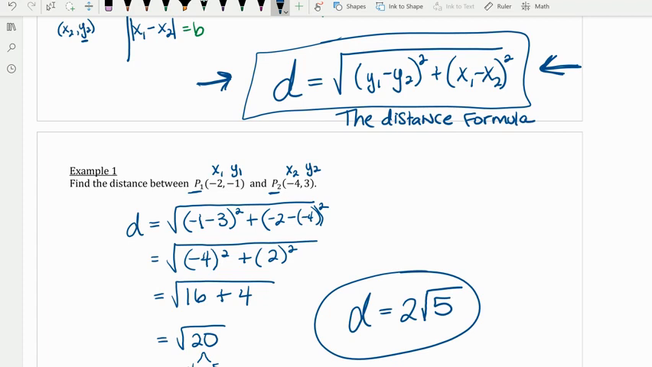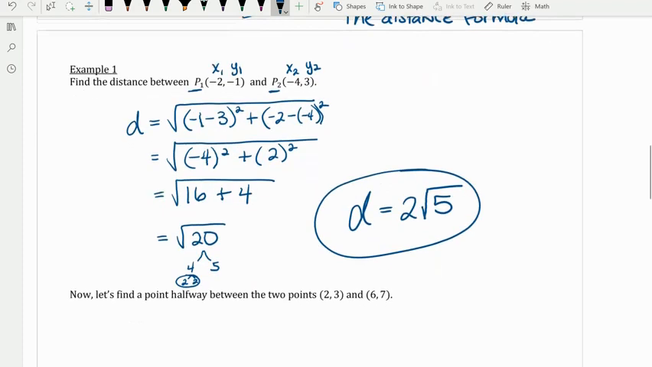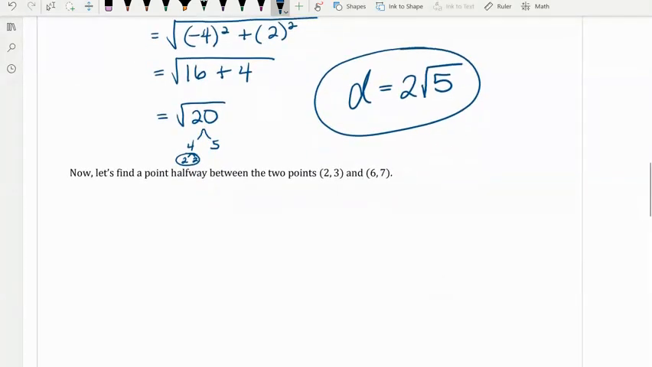Okay, that's how we use our distance formula. Hopefully that's a bit of review for you, or if nothing else, with that first part, it gave you some background on where that formula comes from. Hopefully that makes it make more sense. Okay, the other thing we want to look at is how to find a point that is halfway between 2 points.